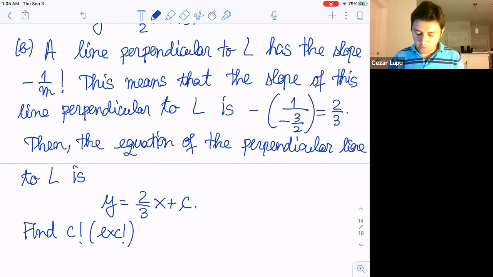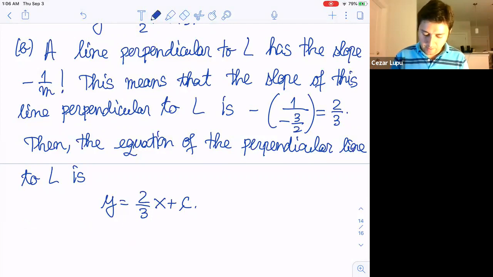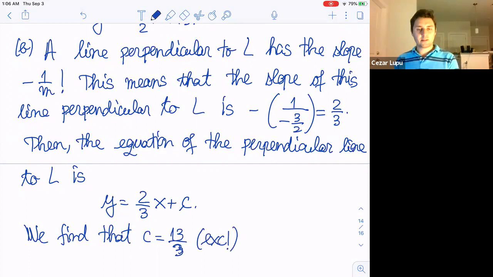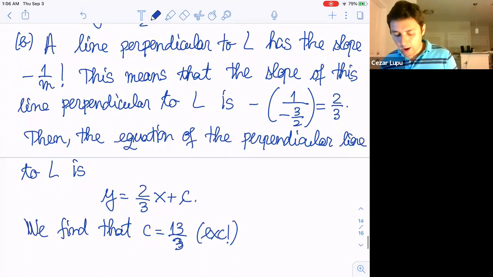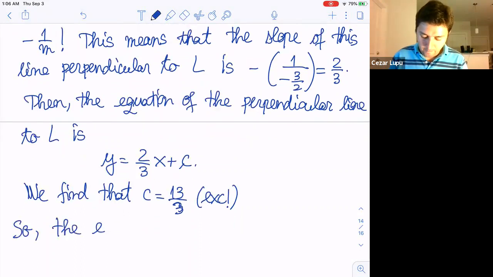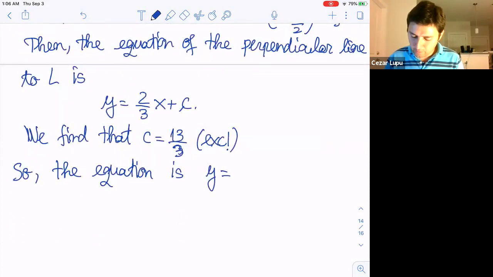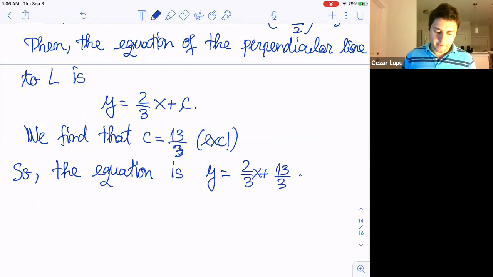And I'm just going to tell you, according to the computations, we find that c equals 13 over 3. I'll leave it to you as an exercise to find out. It's basically the same thing as we did. So the equation is given by y equals 2/3 times x plus 13 over 3. Okay.